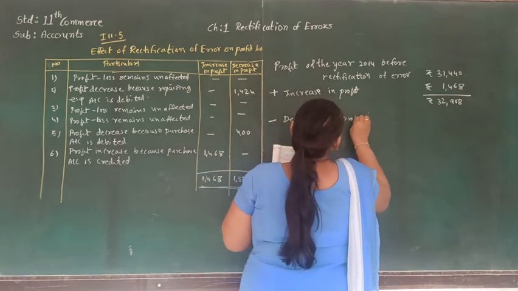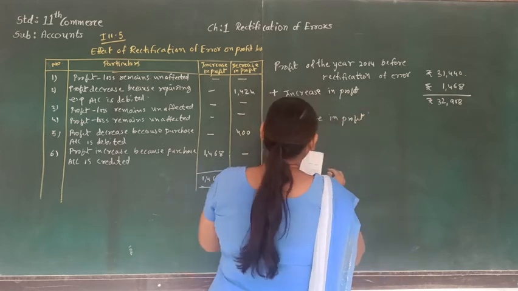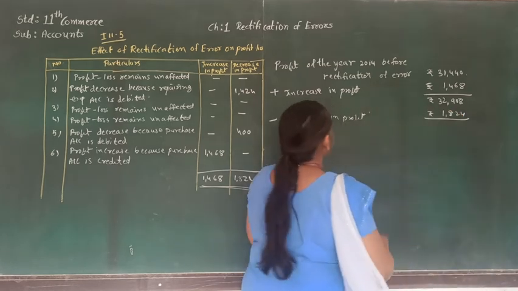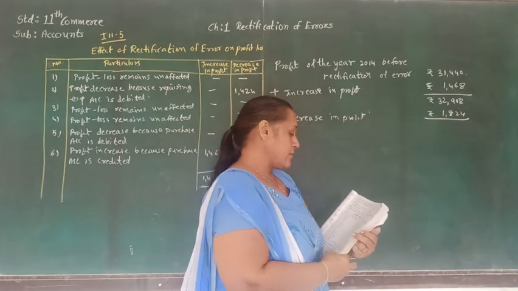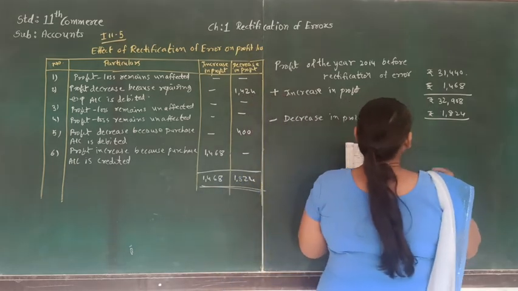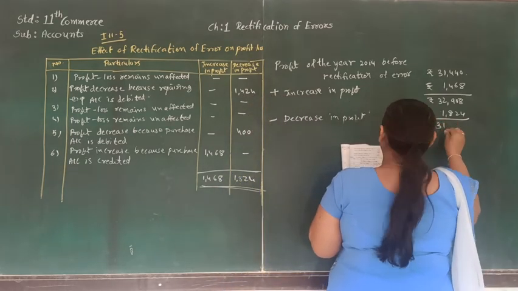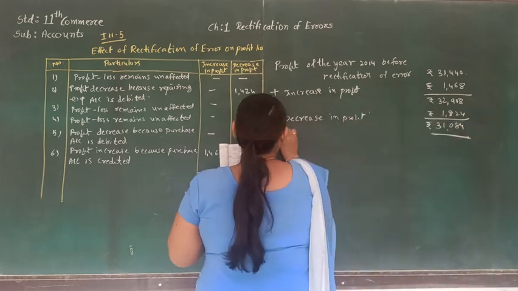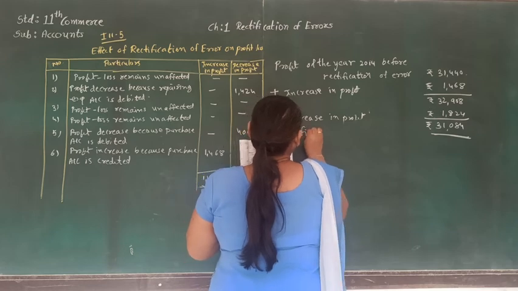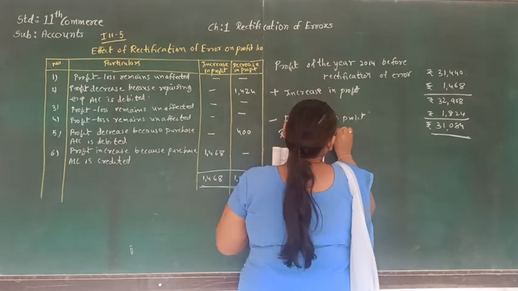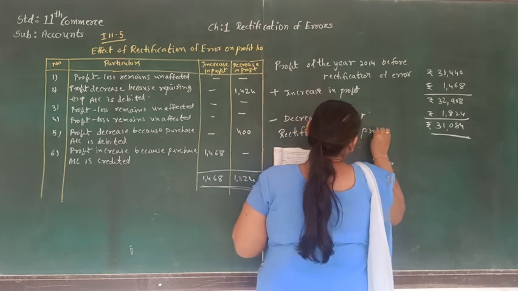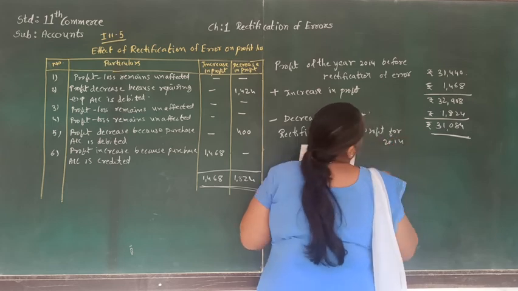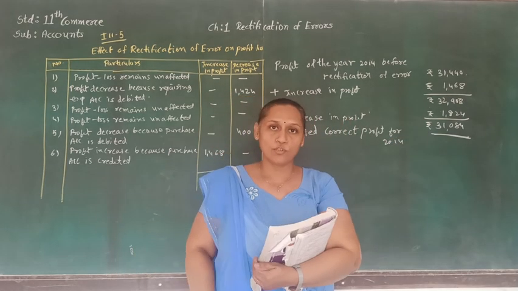the decrease in profit will be 1824. Decrease in profit will be 1824, and the total profit after rectification will be 31084, and this is called the rectified correct profit for 2014.